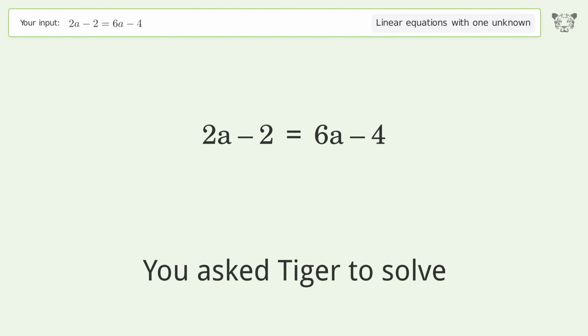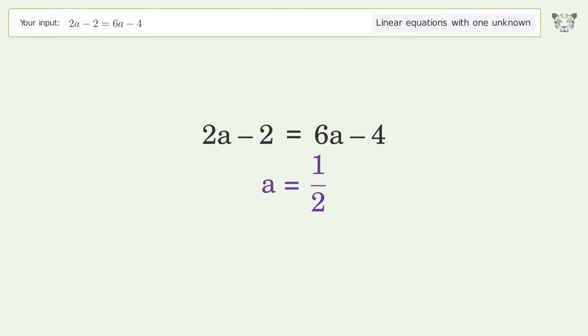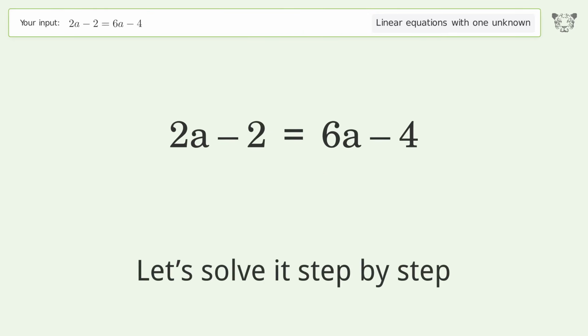You ask Tiger to solve this. This deals with linear equations with one unknown. The final result is a equals 1 over 2. Let's solve it step by step.